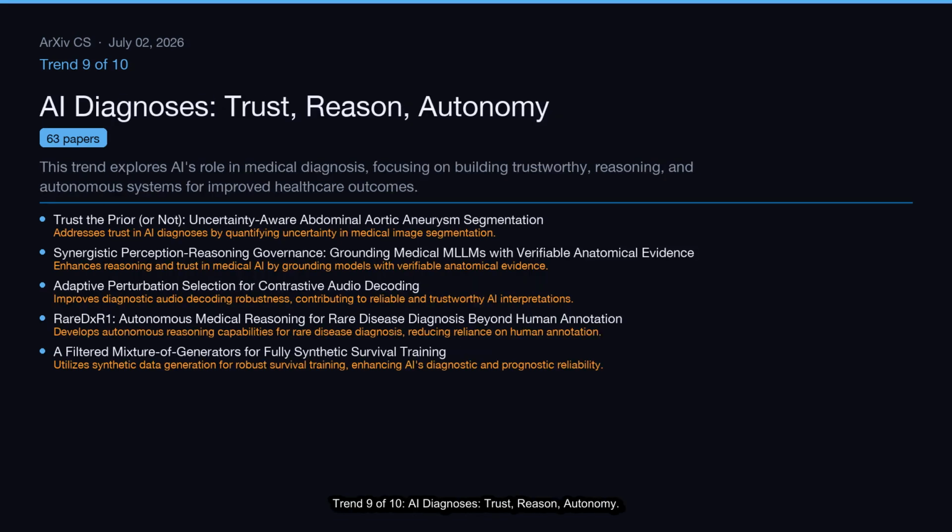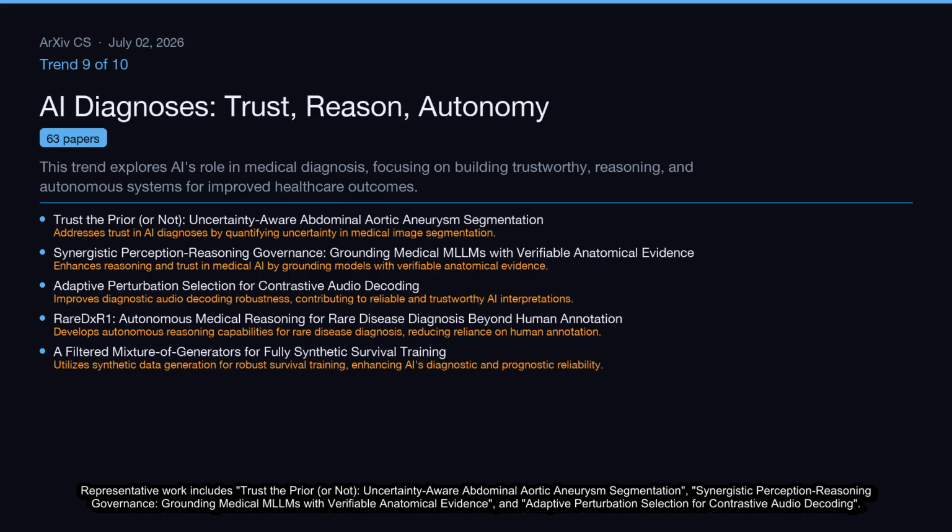Trend 9 of 10, AI diagnoses, trust, reason, autonomy. This trend explores AI's role in medical diagnosis, focusing on building trustworthy, reasoning, and autonomous systems for improved healthcare outcomes. This cluster covers 63 papers. Representative work includes Trust the Prior, or Not, uncertainty-aware abdominal aortic aneurysm segmentation, synergistic perception reasoning governance, grounding medical LLMs with verifiable anatomical evidence, and adaptive perturbation selection for contrastive audio decoding.